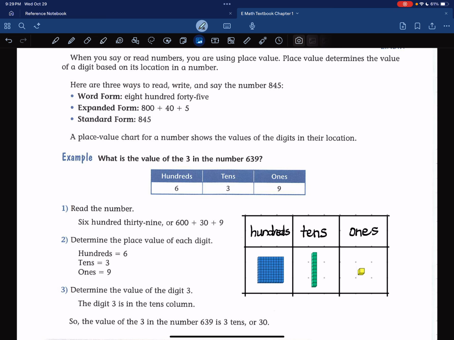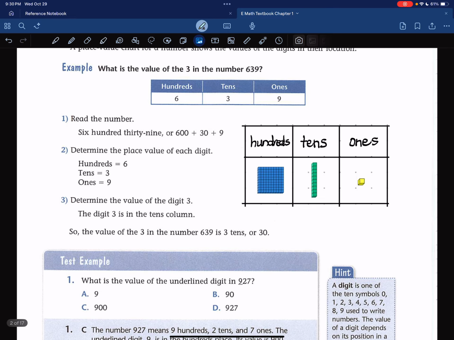So it says to read the number 639 or 600 plus 30 plus 9. Determine the place value of each digit. 6 is in the hundreds place. 3 is in the tens place. 9 is in the ones place.